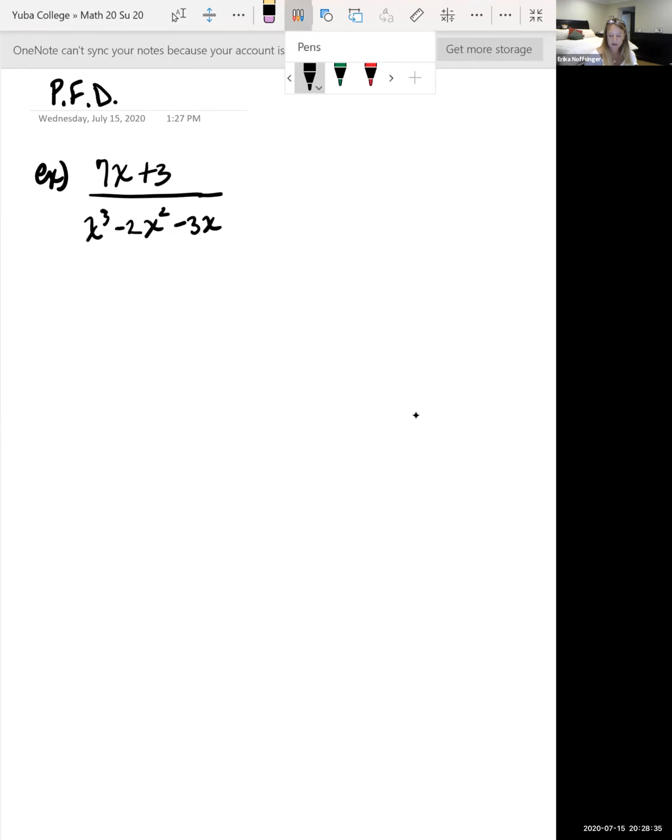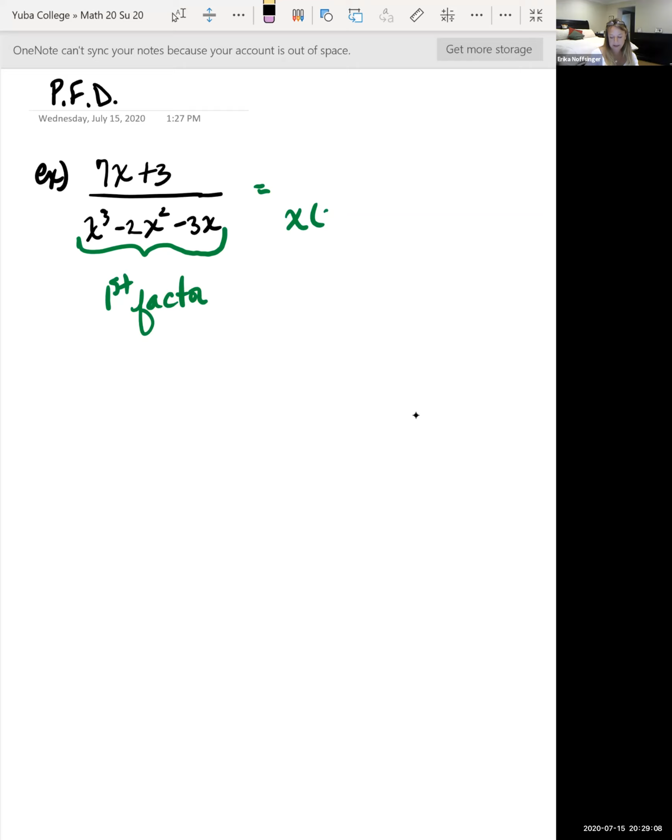Okay, the other one, it was already done for us. This isn't. First step you have to do is get this polynomial that's in our denominator into factors of linear and/or quadratic, the quadratic irreducible over the reals. So we first need to factor. If we factor that denominator, notice they each have the x in common, so we can pull the x out. If we do that, you'd be left with x squared minus 2x minus 3.